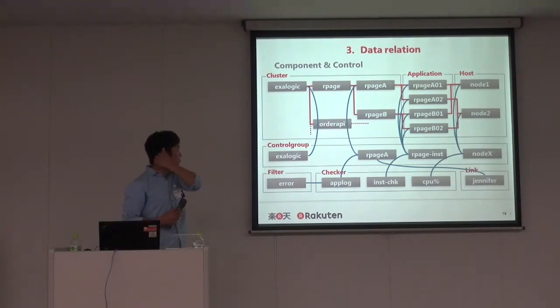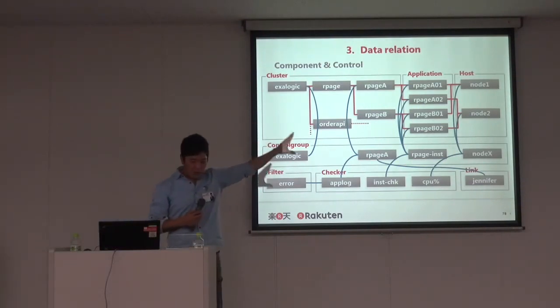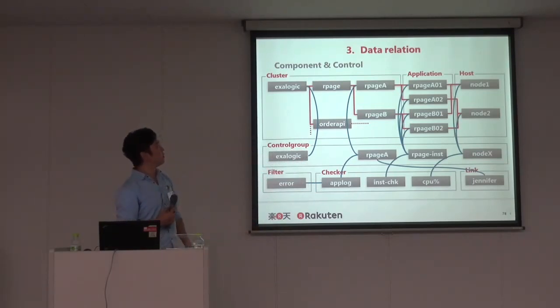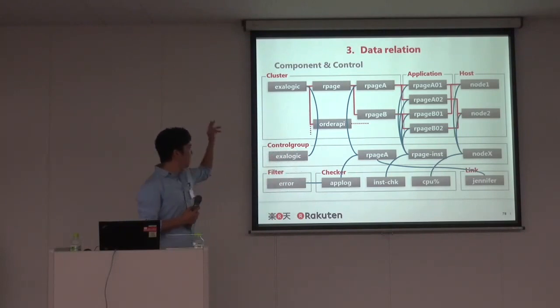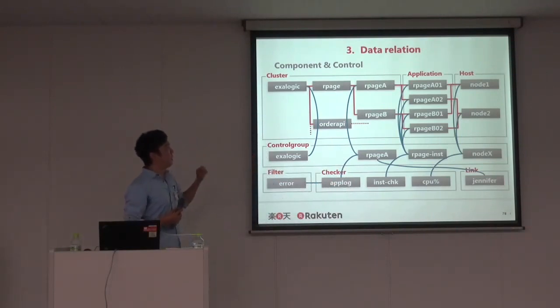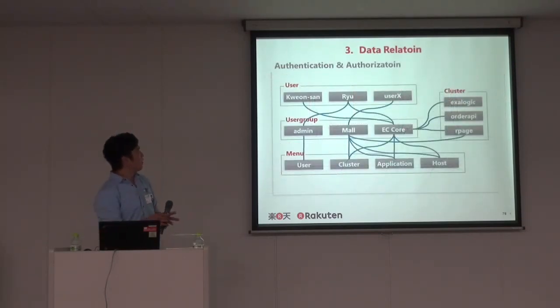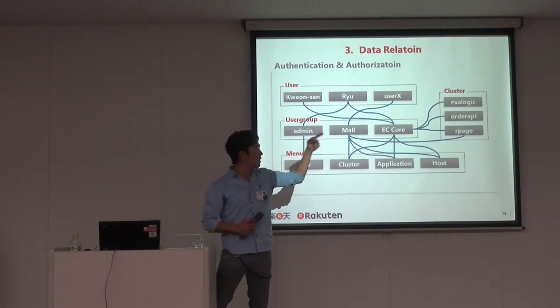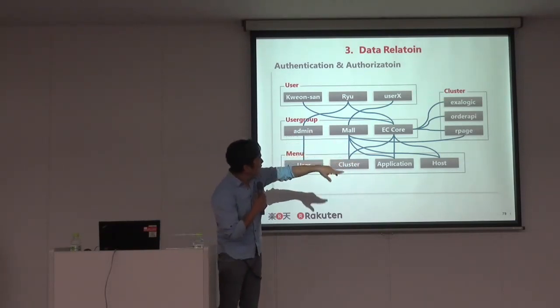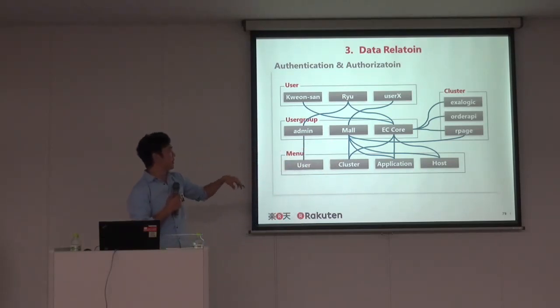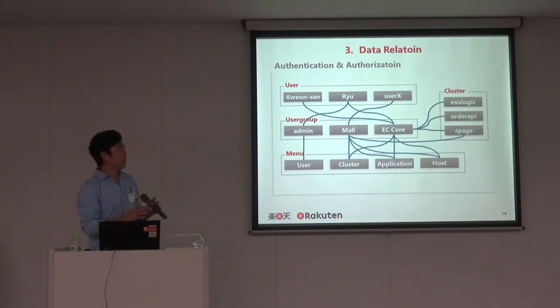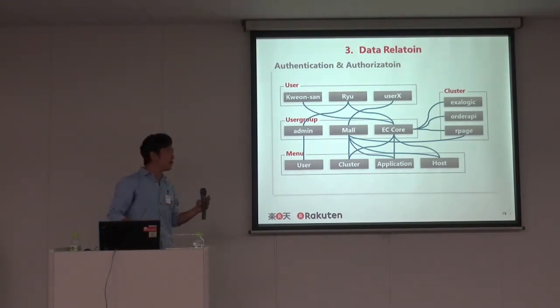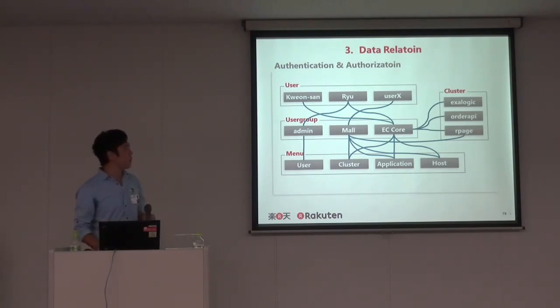Okay, so this is a data relation example. On top, there are the components we have. Cluster, application, and host are the components we have, and they're all related to each other. And each one of these components has a control group to relate checkers, links, log collection, and other control plugins. And for the authentication and authorization, we have a user joined to one or more user groups. And each user group has authority to control whichever cluster is related, and some menus. I think you can understand how this works on the video later.